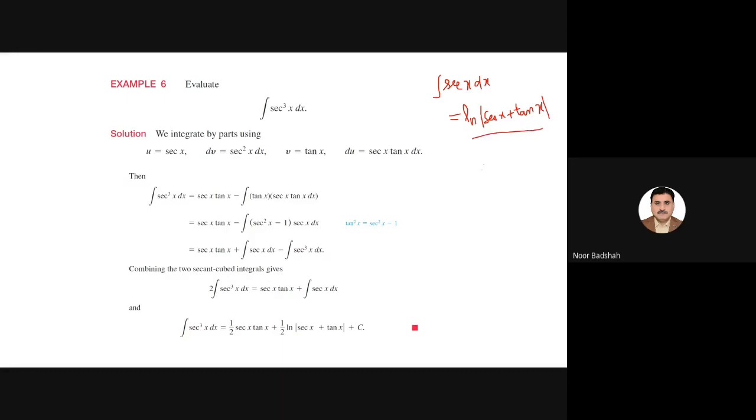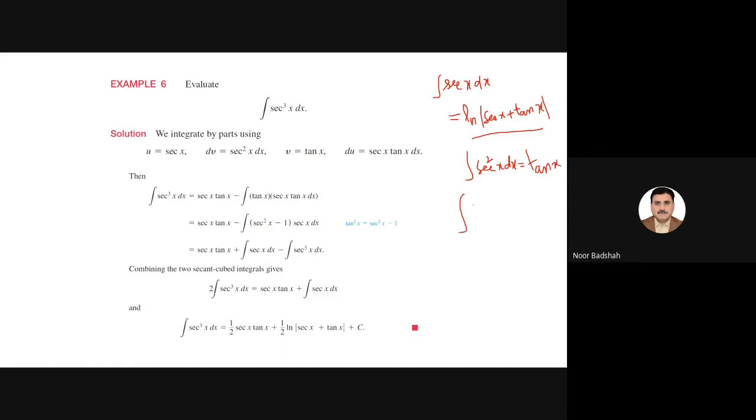Okay. While we have a secant square x, it's simple. Directly we write that as tangent x. You know this integral. Secant cube mein phir masla aata hai.